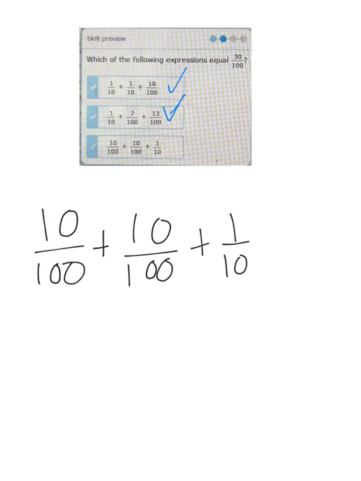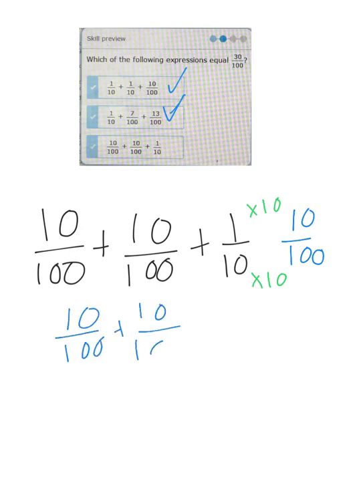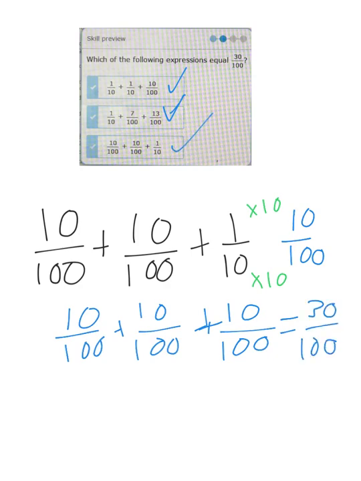Last expression, same concept, different numbers. Here we have two that are over 100, so we want to make this one over 100 as well. So I'm going to go times 10 on the bottom, times 10 on the top, and 10 times 10 is 100. 1 times 10 is 10. My new expression, 10 over 100 plus 10 over 100 plus 10 over 100 equals, unsurprisingly, 10 plus 10 plus 10, 30 hundredths. So this one was a little sneaky. All three of them equal 30 hundredths.